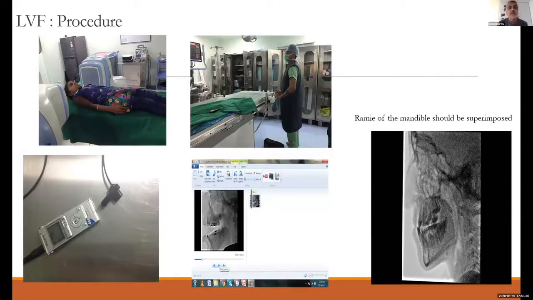So the problem here is the speech is recorded separately, and then she sits and merges the speech with the video. Sometimes if it doesn't happen well, then you can get a disconnect between the two. So there are problems, but this is managed extremely well by Aparna and her team of speech and language pathologists at my department. Next slide, please.